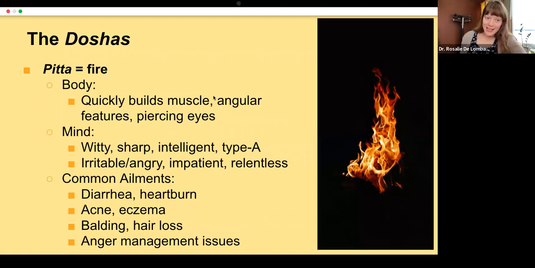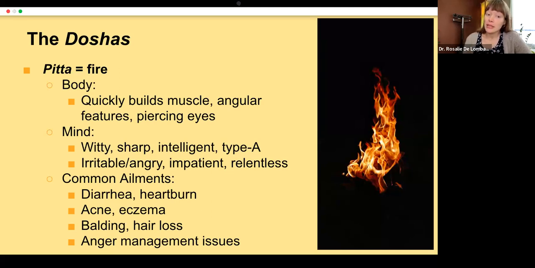Next dosha is Pitta, okay? And like I said, Pitta is fiery. So in terms of their body types, Pitta people quickly build muscle. They've got angular, sharp features. They've got piercing eyes, okay? They're also witty and sharp and intelligent and very type A, okay? Imagine, you know, our relentless, like a big boss in a company, right? Just having their own opinions about things, very organized, things need to sort of happen in their way. That is a very Pitta person.